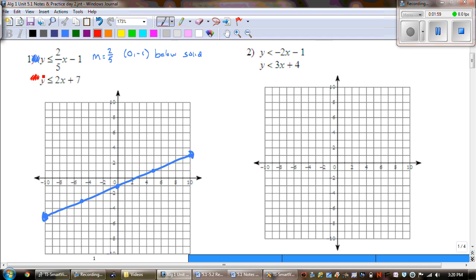Okay, my next line I'm going to graph in red. I need to know my slope, which is 2, which would be 2 over 1. My y-intercept is (0, 7). And now I'm looking at the inequality, it's the same symbol as the first one, so it's going to be below, and it's going to be solid.